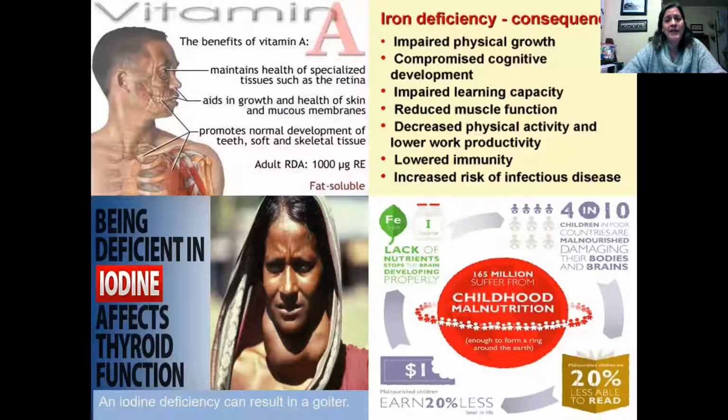So what are some of the effects of that? These are just some examples. If you're deficient in vitamin A, you can see all the different things that vitamin A does. If you're deficient in iodine, it can impact your thyroid function. And the little infographic down in the lower right just shows that the cumulative effects of malnutrition can affect a child's ability to learn and to develop properly.